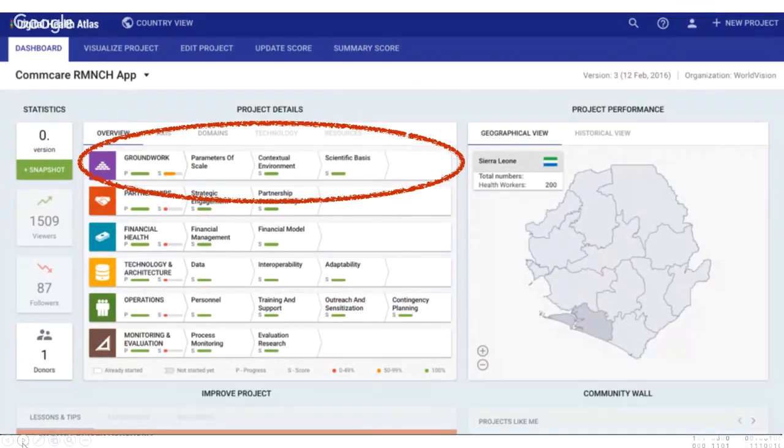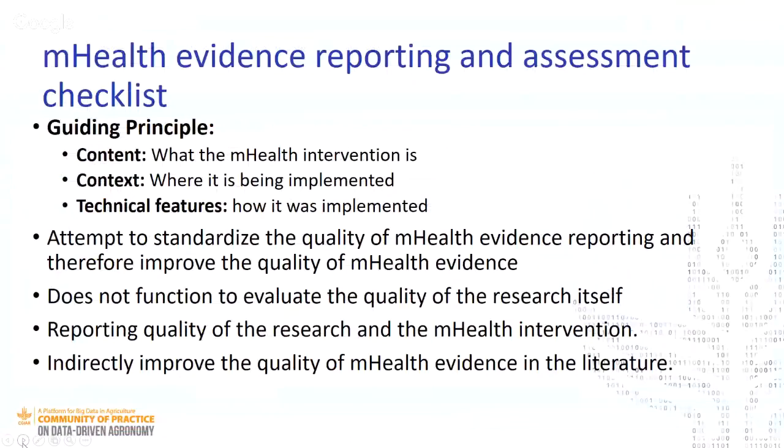And so integrated into the Digital Health Atlas are these different components of the MAPS toolkit. So you can see, for a given intervention, what their progress is in terms of groundwork or financial health, for example. And you can see the progress as those improve too.